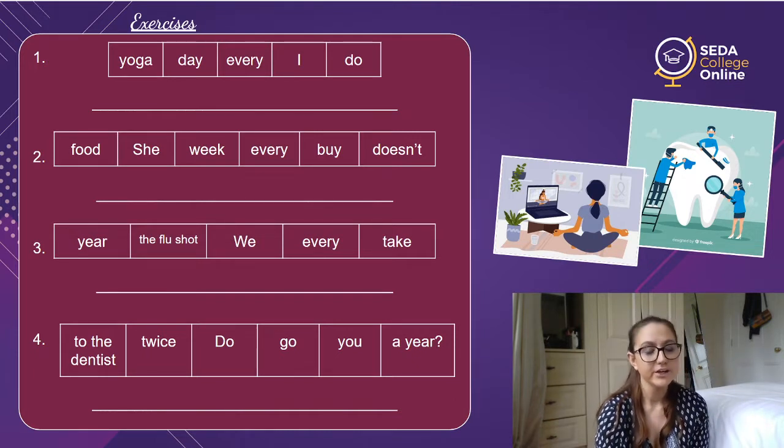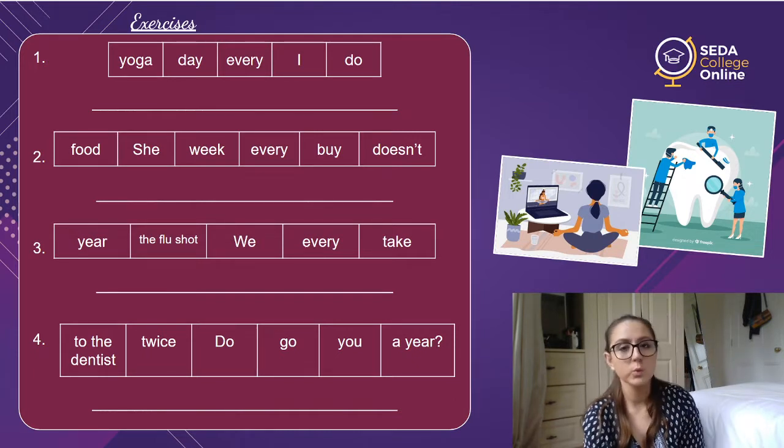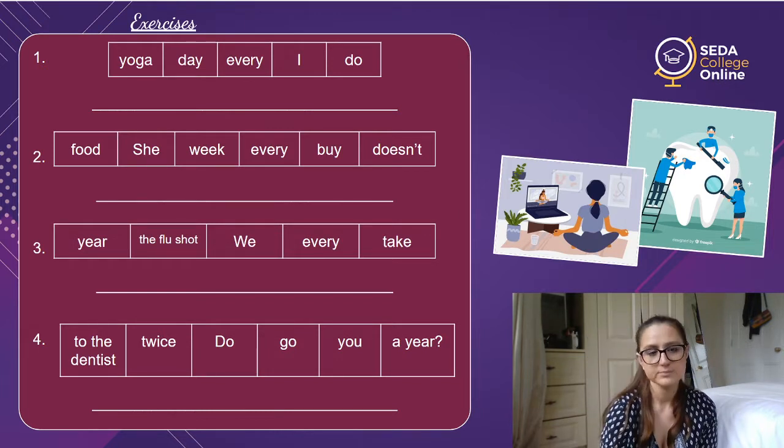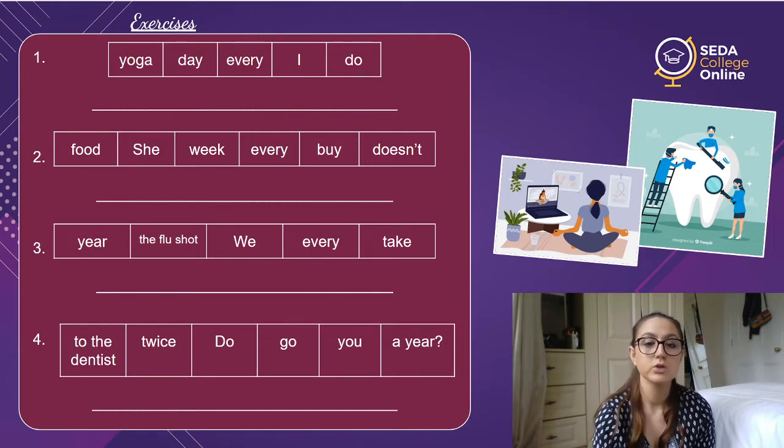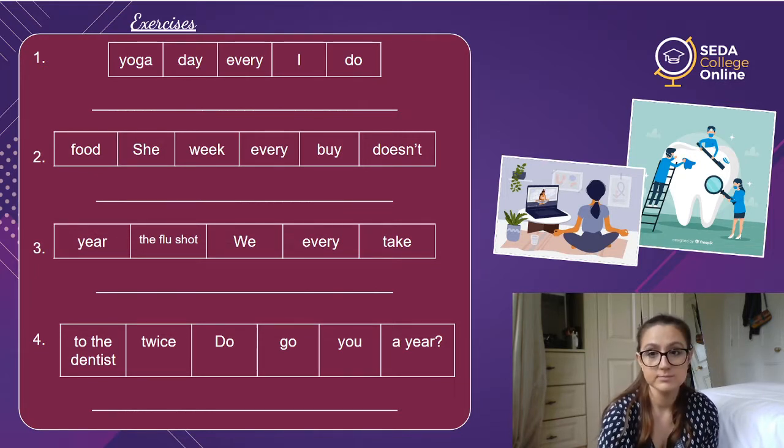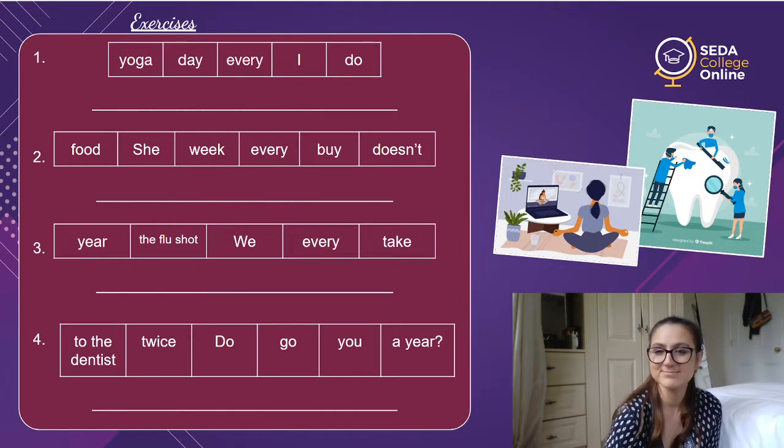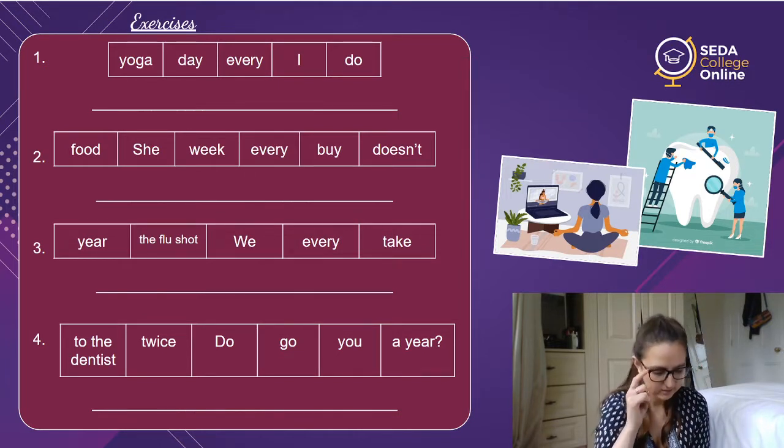3, year the flu shot we every take. Number 4, to the dentist twice do go you a year. So can you please put them in the right order so we can correct in a while?